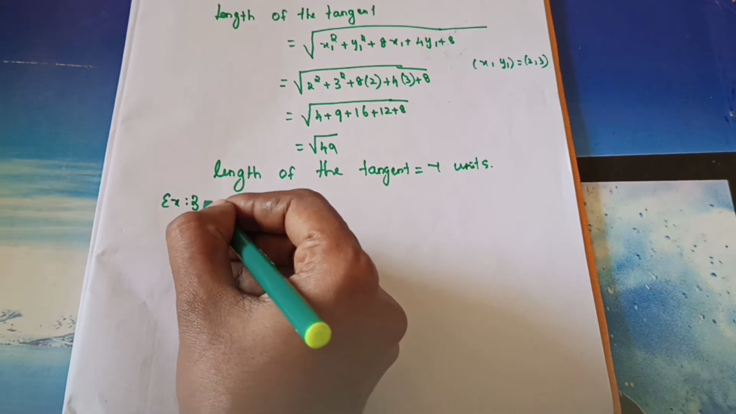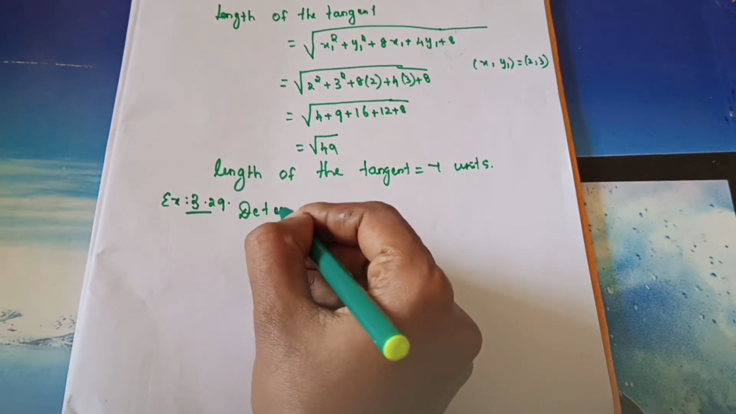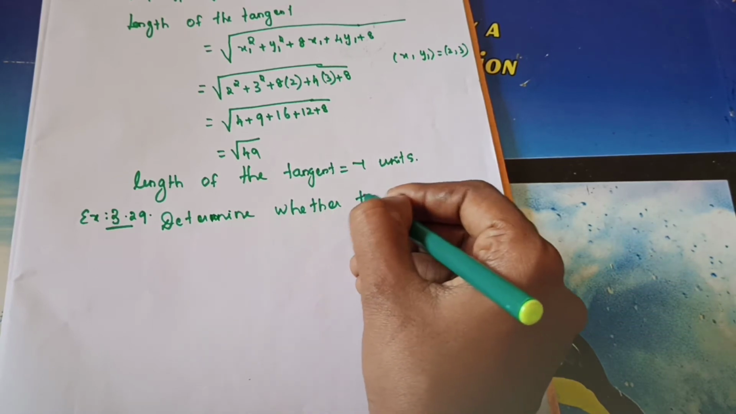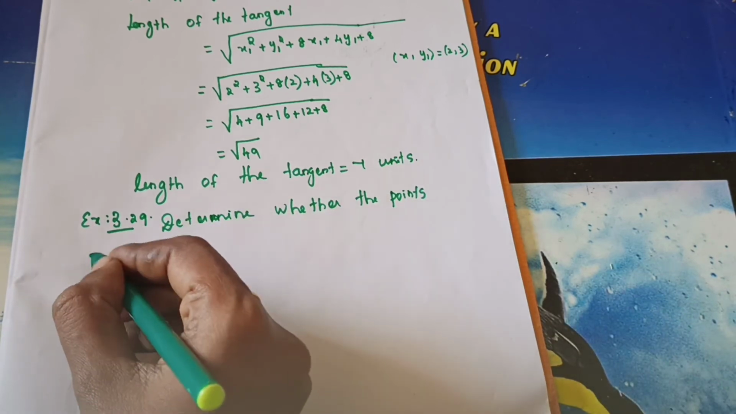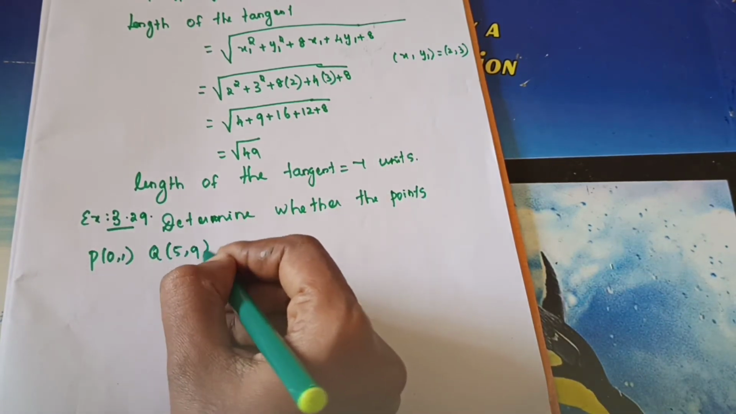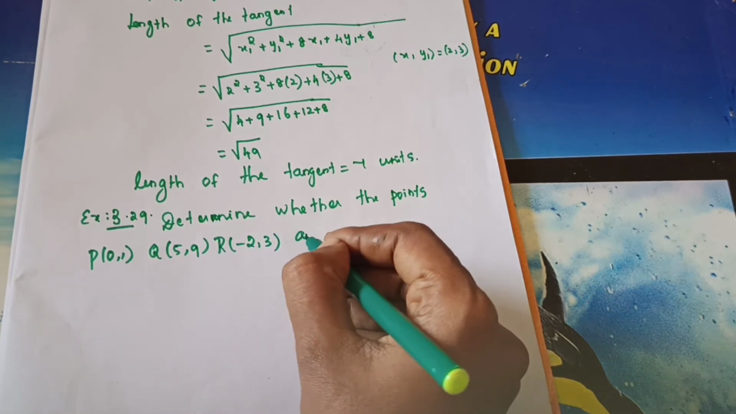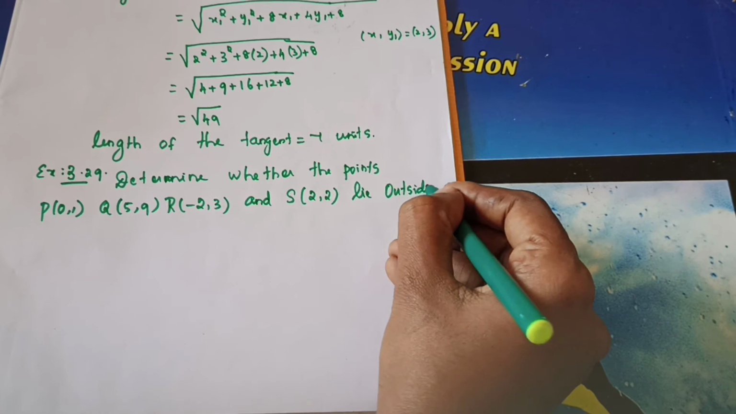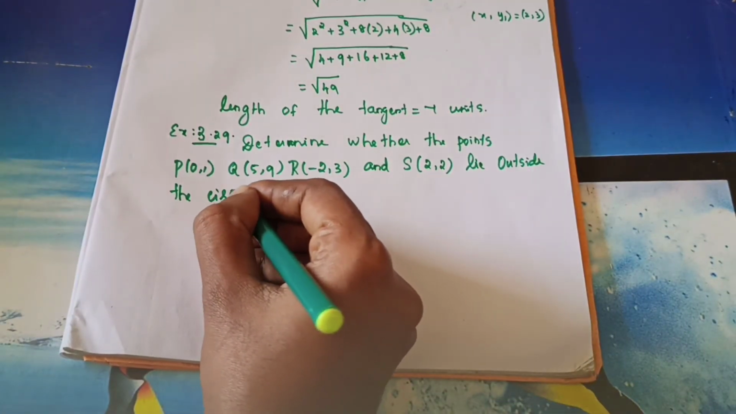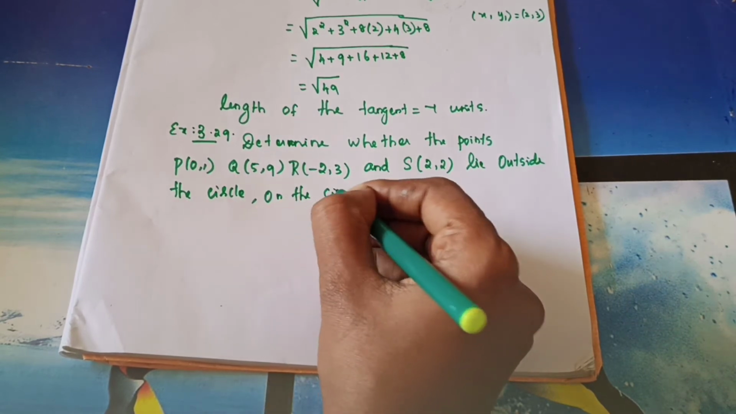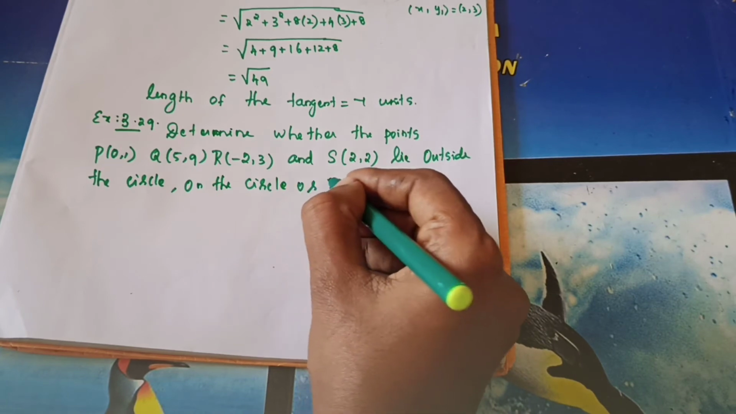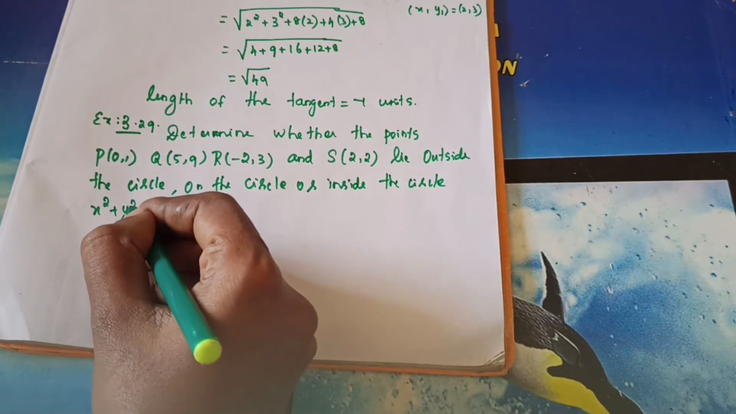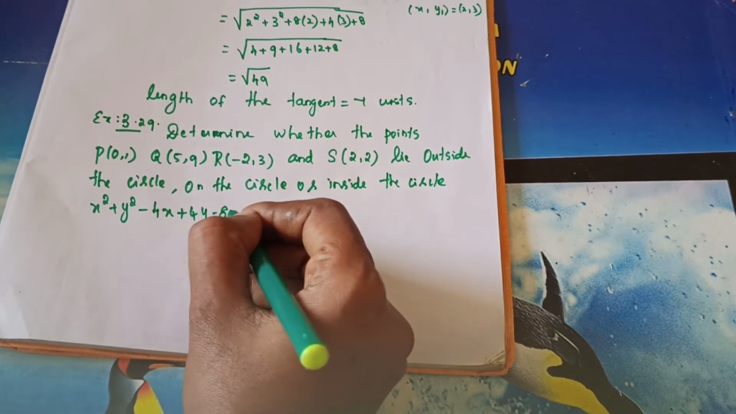Next question, example 3.29. Determine whether the points P of 0, 1, Q of 5, 9, R of minus 2, 3 and S of 2, 2 lie outside the circle, on the circle, or inside the circle. x square plus y square minus 4x plus 4y minus 8 is equal to 0.